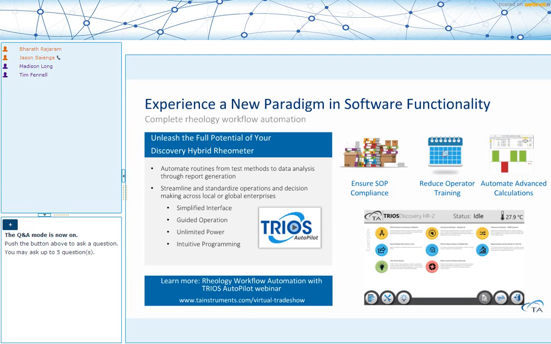Our lab sends out samples for DMA testing to an external lab for occasional analysis. With this new rheometer, can we do both types of testing on the same analyzer?